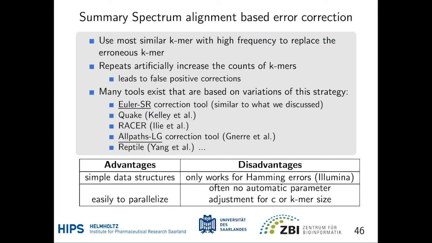The drawback is that it works for Hamming errors, so it is only good for correcting errors introduced by Illumina sequencers. Another disadvantage is that the parameters of the correction algorithm, the cutoffs and the k-mer size, are arbitrary, and there is often no automated procedure to adjust them.